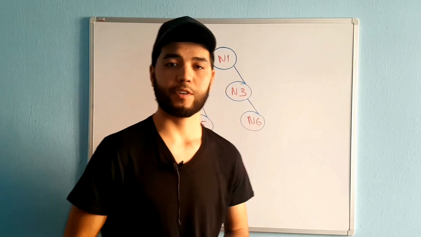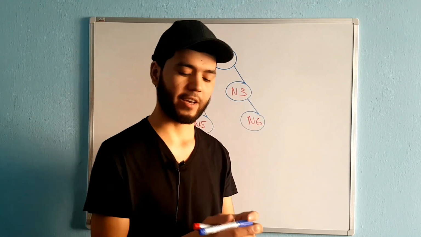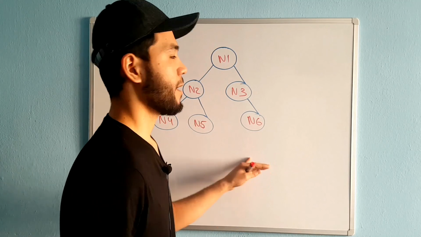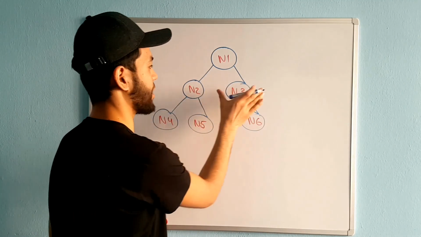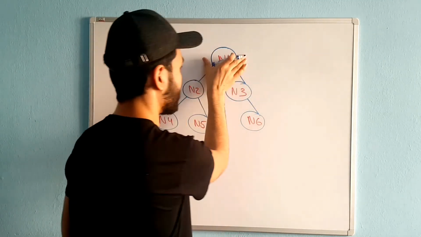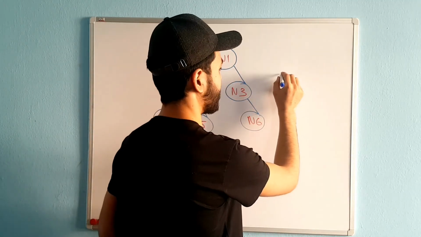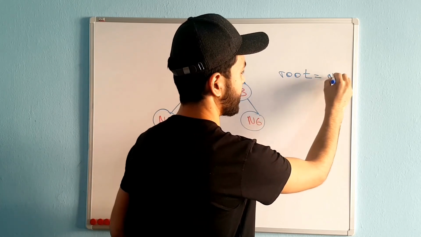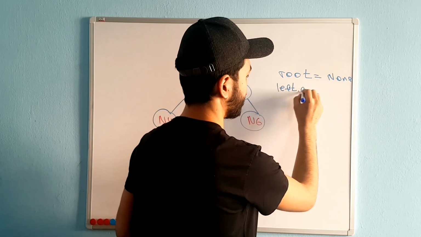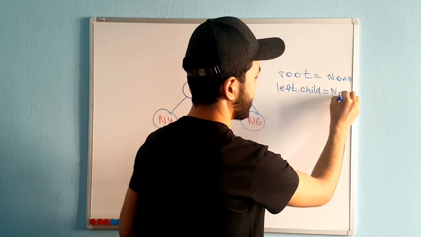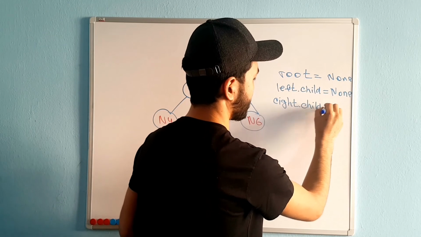Let's speak about deleting the entire binary tree. Deleting the entire binary tree is very easy. Whenever we created our binary tree, we created the left child and the right child, and we have a node. For deleting, we just update this node, for example, I'm going to set the root equal to none, and also the left child equal to none, and the right child also equal to none.